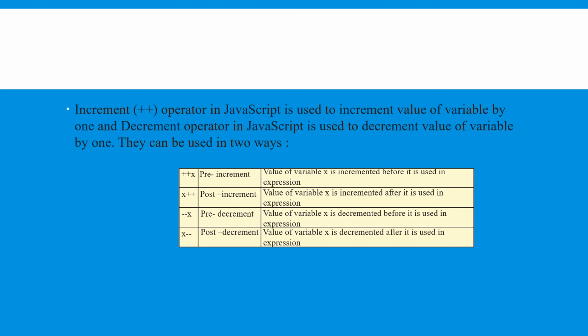Minus minus x, that is pre-decrement: the value of variable x is decremented before it is used in the expression. That is, if minus minus 2 is given, then the value is 1 and then it is used in the expression. And in case of x minus minus, that is post-decrement, suppose the value of variable x is 2, so 2 is used first and then after that it is decremented, so after that it becomes 1. So these are pre-increment, post-increment, pre-decrement and post-decrement.